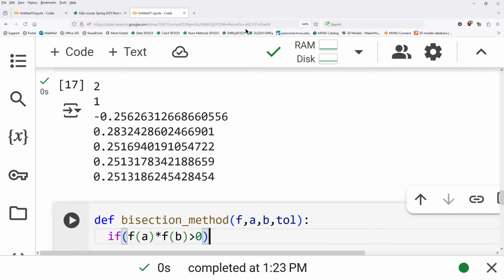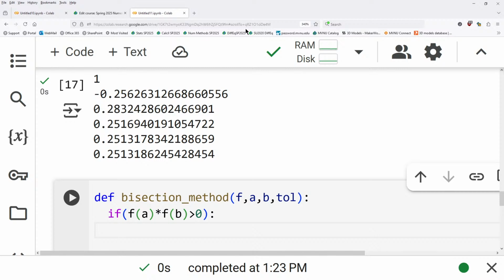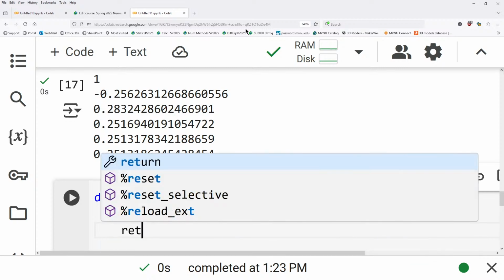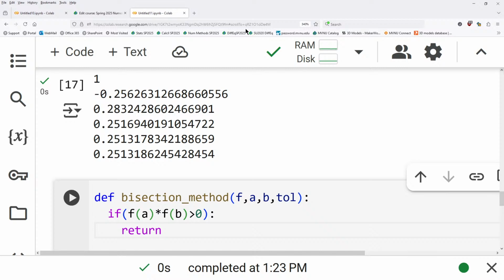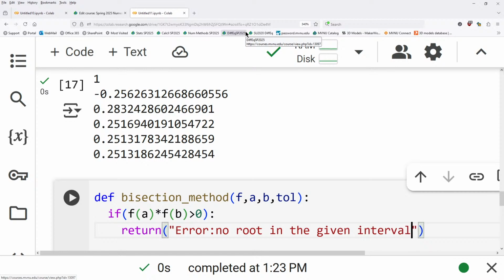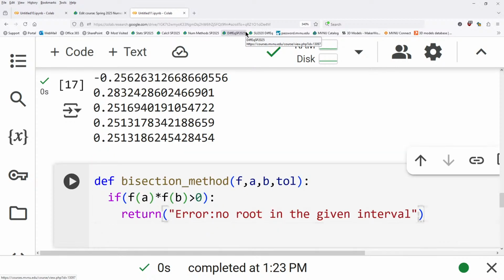So if that happens, then put a colon there. We're going to return an error message: no root in the given interval. I suppose this isn't necessarily true, but close enough. Probably I should say something like input function values need to be on different sides of the x-axis. This is what I wrote earlier, so I'm going to stick with it.